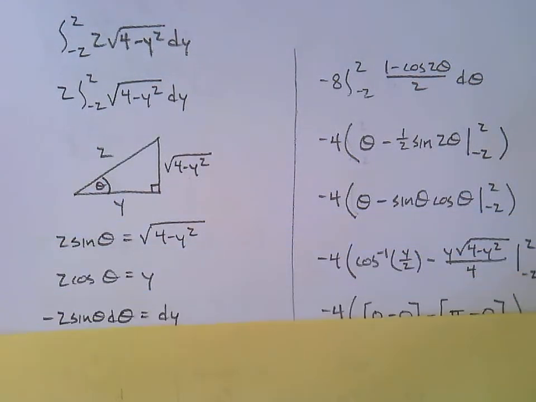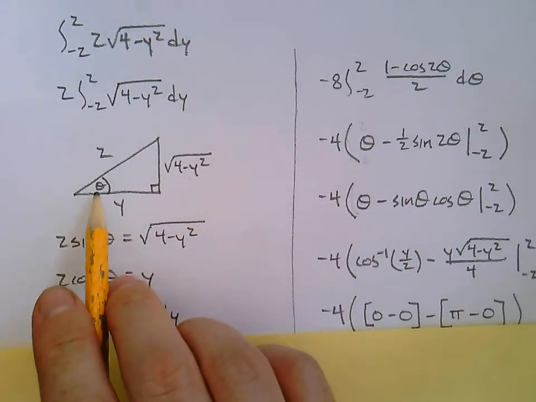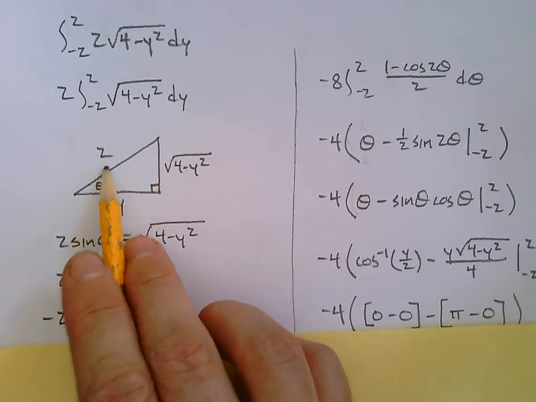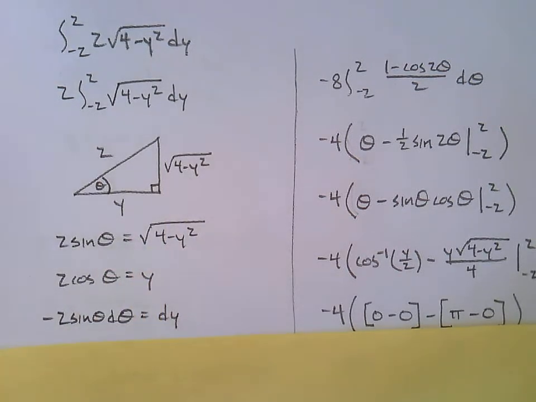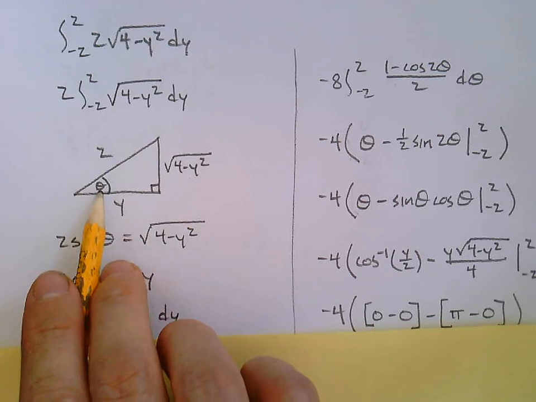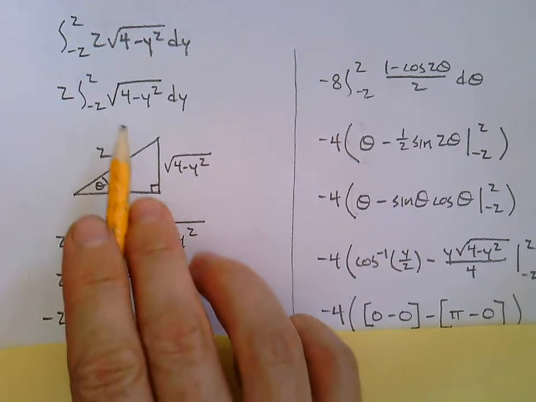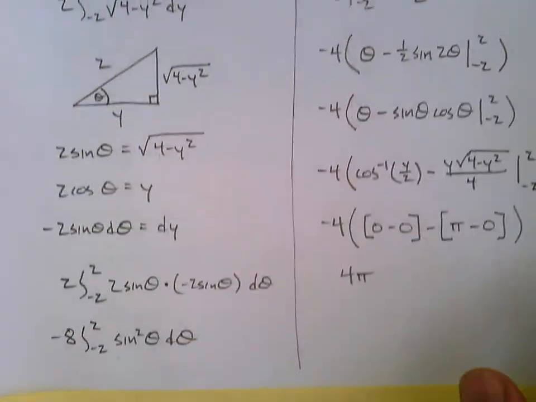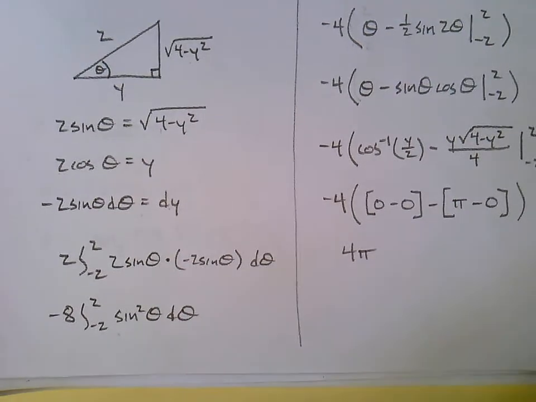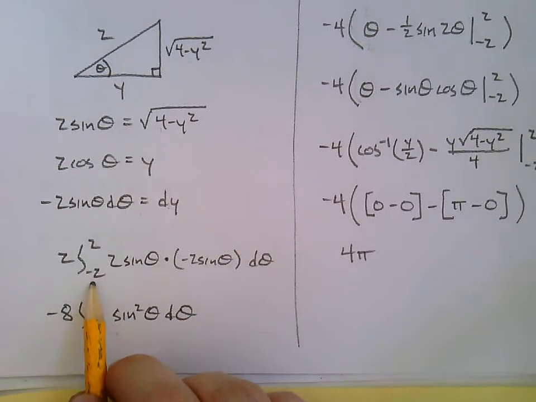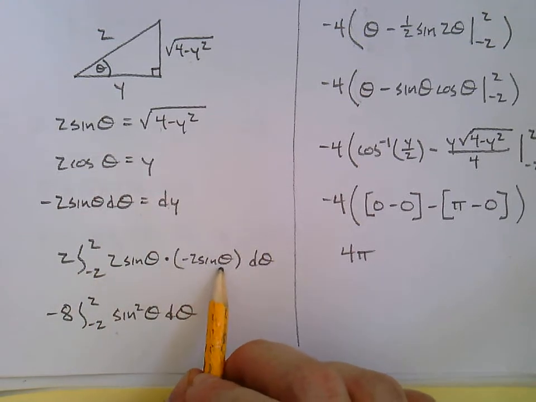And so I'll just show you all this. We notice we should use sine. Sine is the square root over 2. So 2 sine theta equals that square root. Here we can use a cosine. Cosine of theta is y over 2. So we could say 2 cosine theta equals y. The only reason we need that y is so we can get dy, which here is -2 sine theta d theta. Okay, so putting these into our integral, there's the 2 in front, from -2 to 2, 2 sine theta times -2 sine theta d theta.